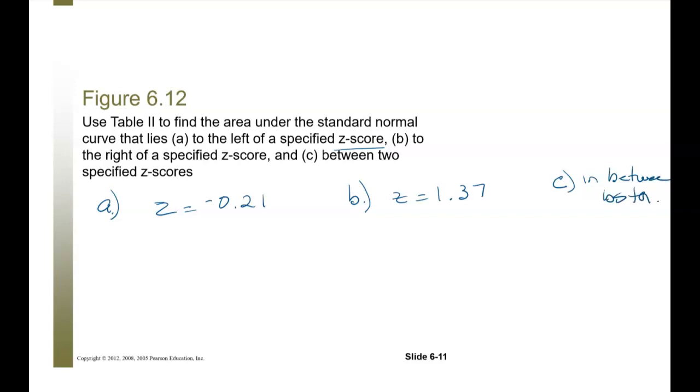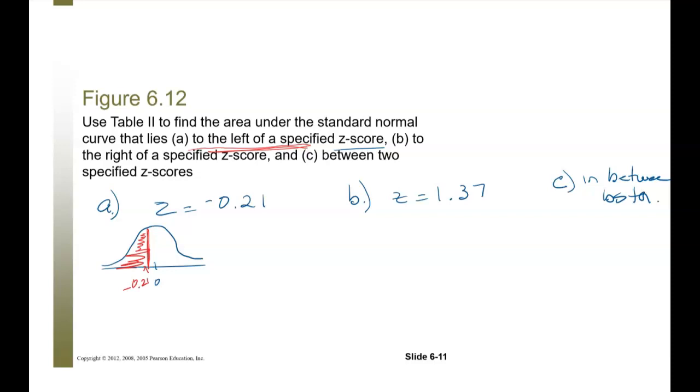Okay, so the first thing I said was draw a picture. Always, always, always. You're going to see me draw pictures. Remember, 0's in the middle. So you think about where is -0.21? Well, it's slightly to the left of 0. I'm going to draw a line. And for A, I want the area to the left. That means, and then I'm going to shade in the area I want. I want the area to the left of -0.21.